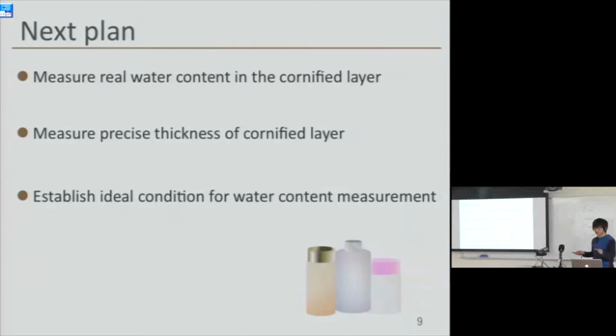If the position I put the epidermal tissue on the prism is different, or if there is air between the prism and the epidermal tissue, the result will be changed. There is also an evaporation effect. So the measurement time is limited because of the evaporation from epidermal tissue. So I need to establish ideal conditions for water content measurement.